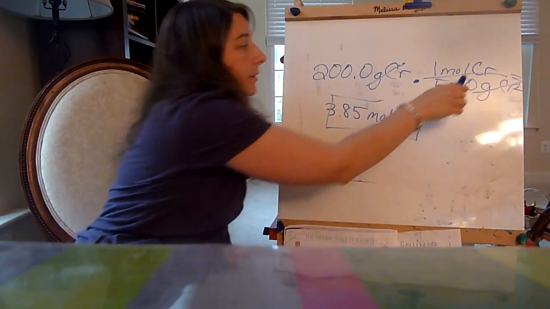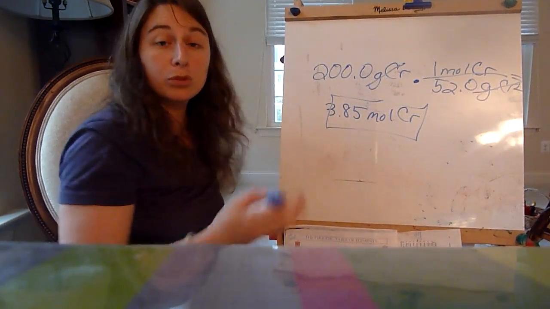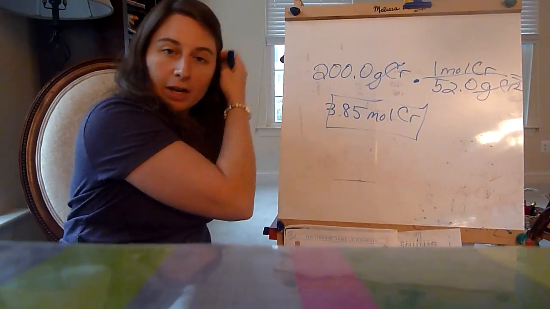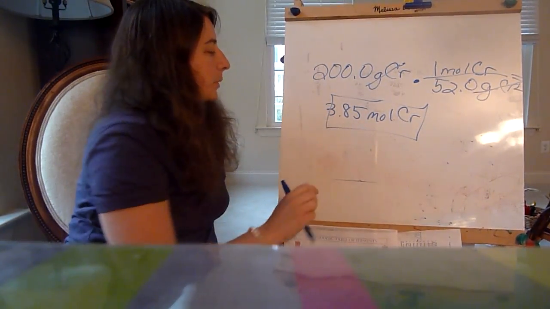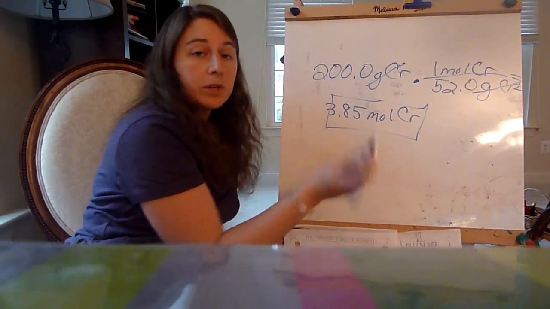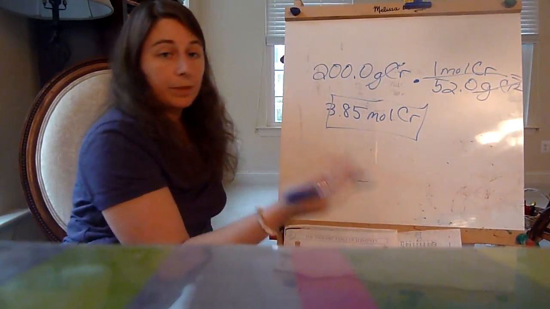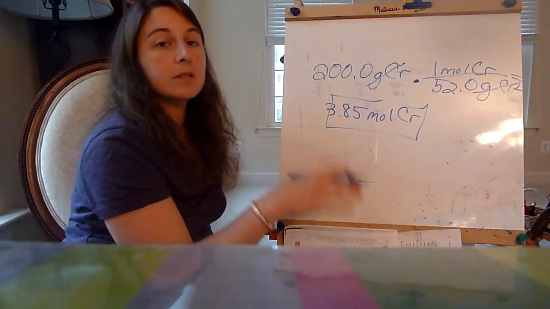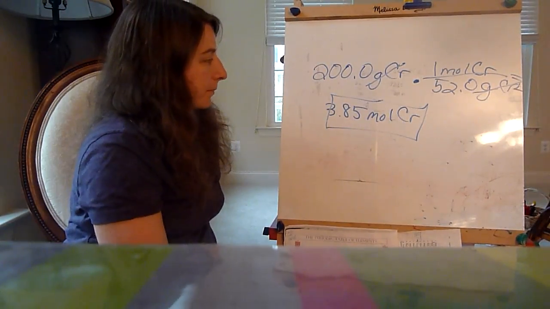Your answer needs to contain your number with correct significant figures. There are 4 here and 3 here. That means I keep 3 when I multiply and divide like that. 3 significant figures. And then mole, your unit of chromium, the chemical that it is. You need to have all 3 of those things in your answer to be correct.